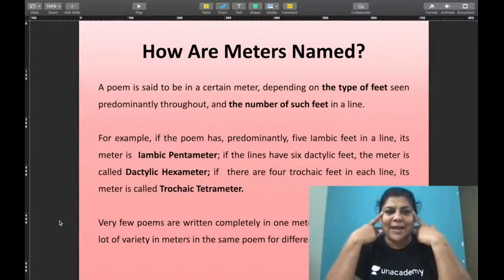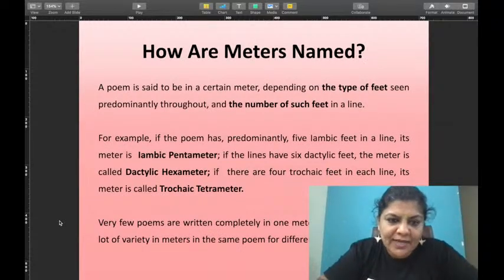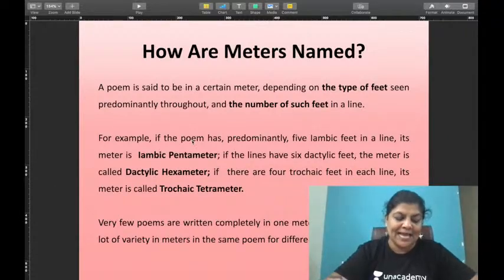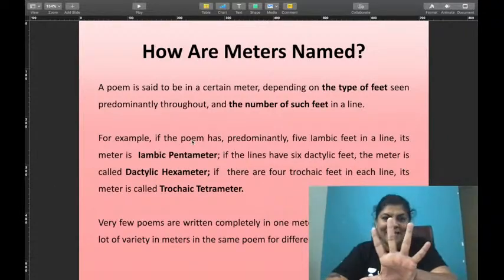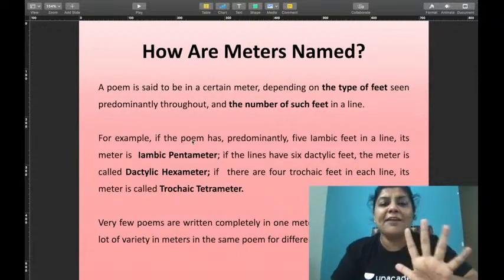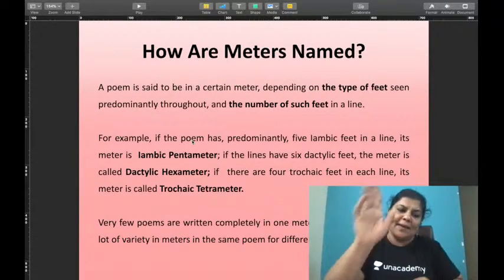How are meters named? What does iambic pentameter mean? Penta means five feet are there. Each foot is an iamb.